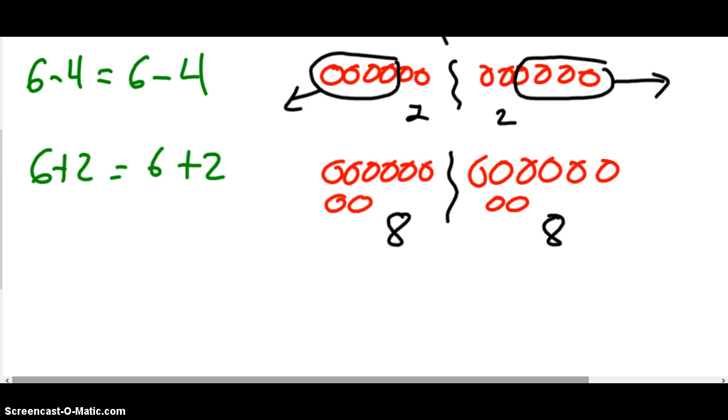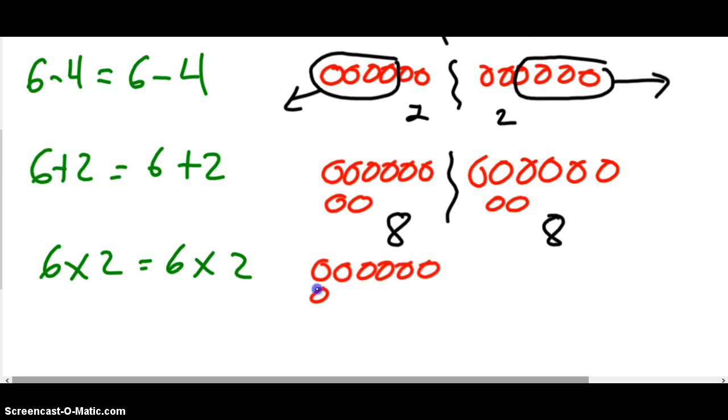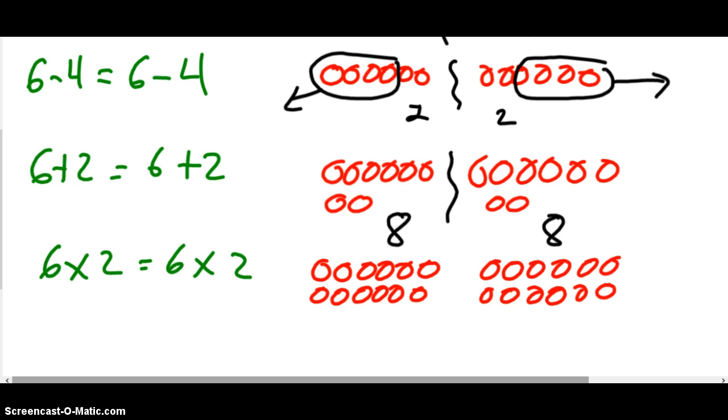Third thing that Jackson did, he multiplied by 2. 6 times 2 equals 6 times 2. What is that going to look like? Well, let's find out. 1, 2, 3, 4, 5, 6 times 2. You'll notice there are 2 rows of 6, which is 2 times 6. How many does he have now? Well, he has 12. Pretty cool so far.